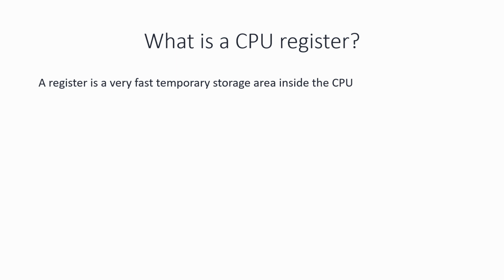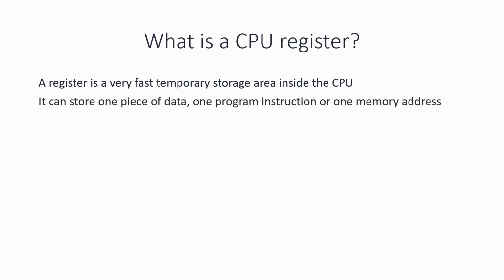The contents of a CPU register can change millions of times a second while a program is running, so it must be designed for very quick access. A register can only store one item at a time. Depending on which register it is, that item could be a piece of data, like a high score in a game, or a program instruction, or the address of a location in the computer's memory.